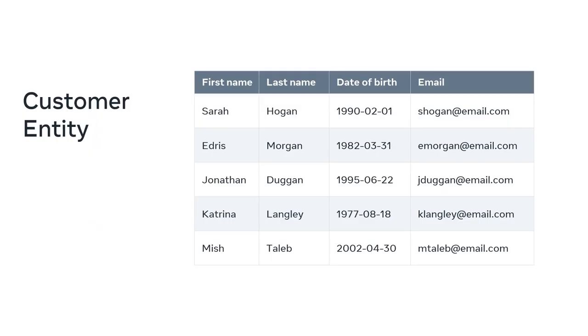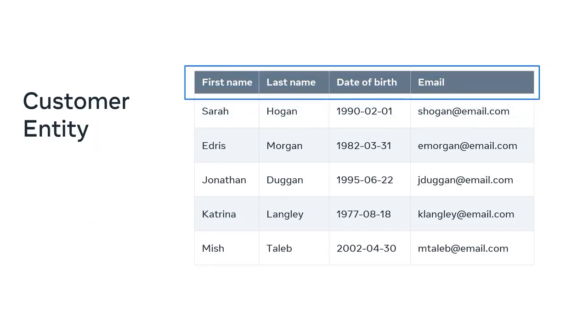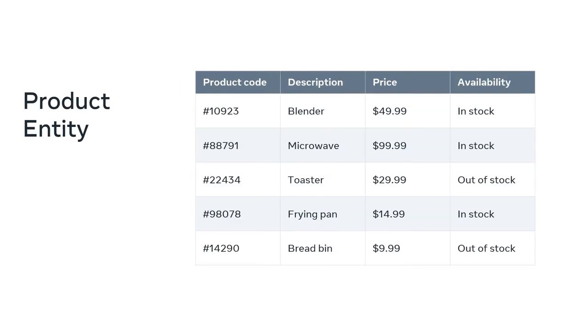For example, an online store could hold customers' data in a customer entity containing specific attributes relating to the customer. These attributes could include first name, last name, date of birth, and email. And they could also have product data stored in a product entity against attributes like product code, description, price, and availability. In the relational database world, these entities are known as relations or tables. The attributes become the columns of the table, and each table row represents an instance of that entity.